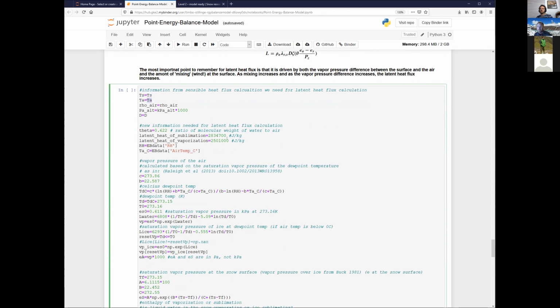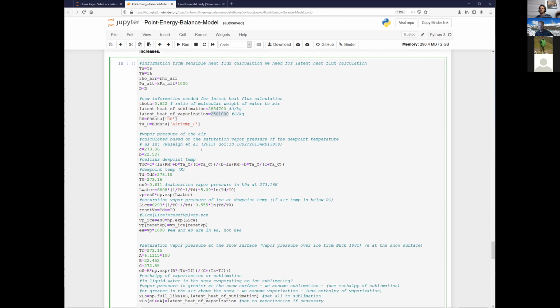And now we need to know basically how much energy it takes to sublimate snow. So that is to take frozen water and turn it into water vapor, which is right here. And we also need to know the latent heat of vaporization, which is how much energy it takes to turn liquid water into water vapor. And you can see here, it takes more energy to take a solid and turn it to a vapor than it takes to turn a liquid to a vapor.